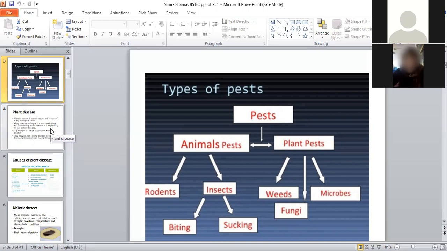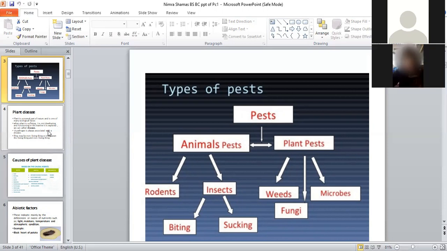The second is insects: biting insects and sucking insects. Biting insects are those which bite the part of a plant with the help of strong mandibles and maxillae. Both are mouth parts. The second is the sucking insect, which sucks the part of a plant. It withdraws the sap with the help of pointed sharp jaws. So animal pests may be rodents and insects. There are two classifications. And next is the plant pest.